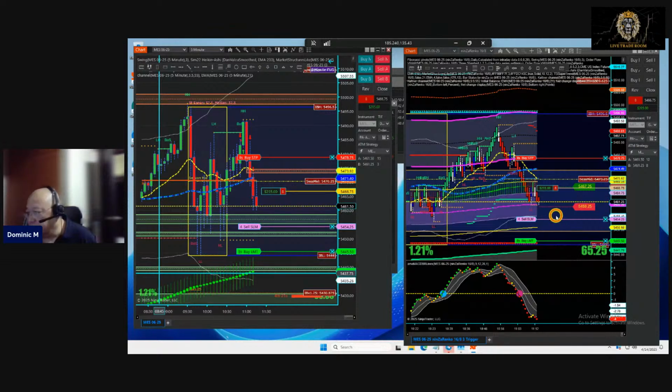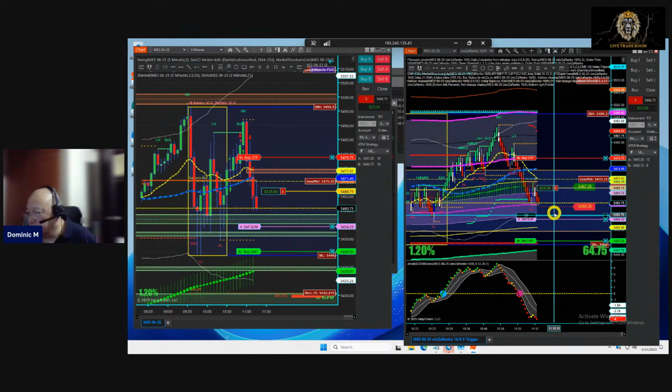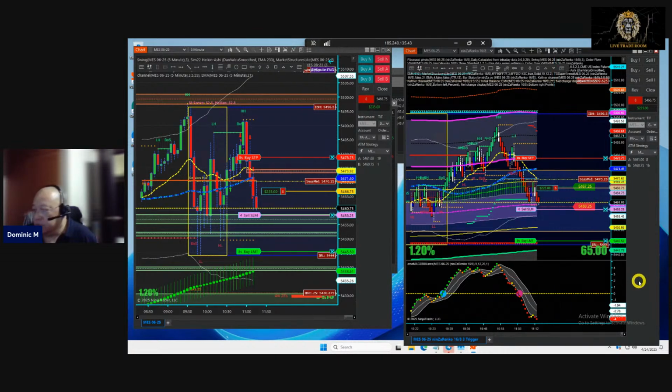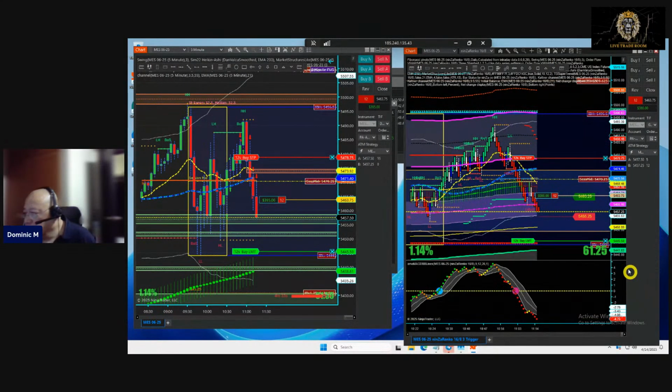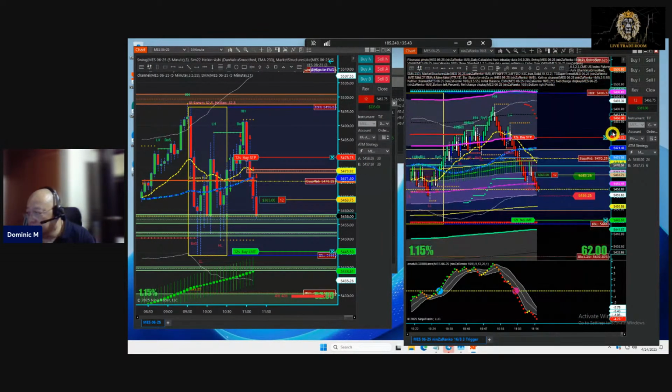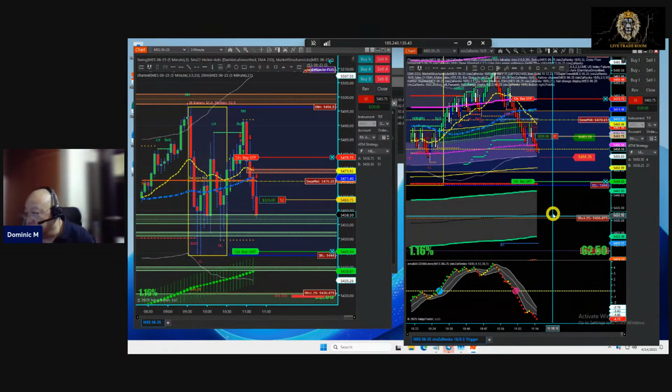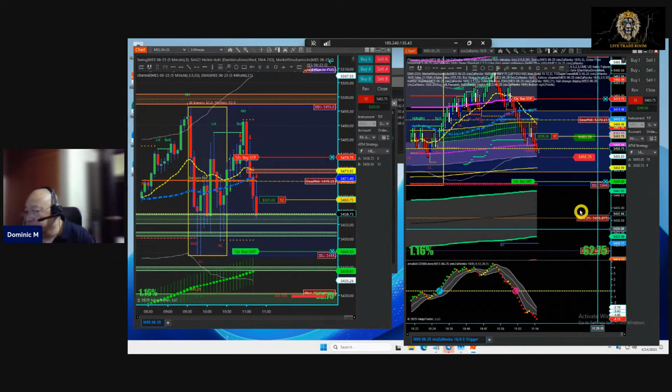In fact, let me do that. Scale in there. Order filled. So this one may even test this. And again, let's see, because this is the IB low. It may go down to the 1.25 extension, which is here, close to the 1.5. Let's see what happens here. Bring this down.